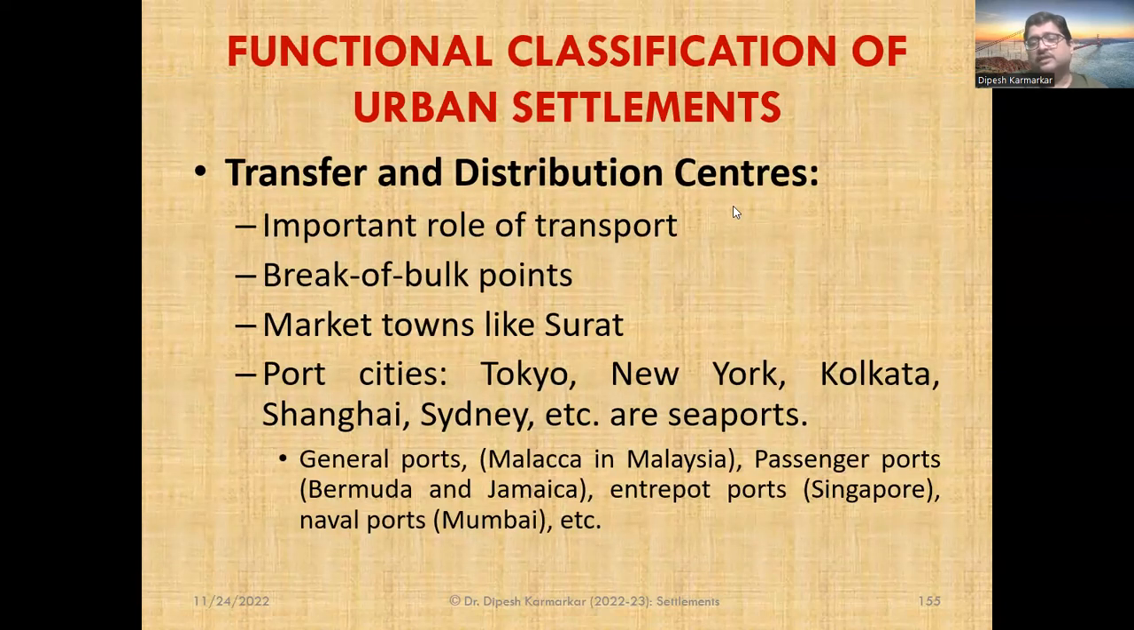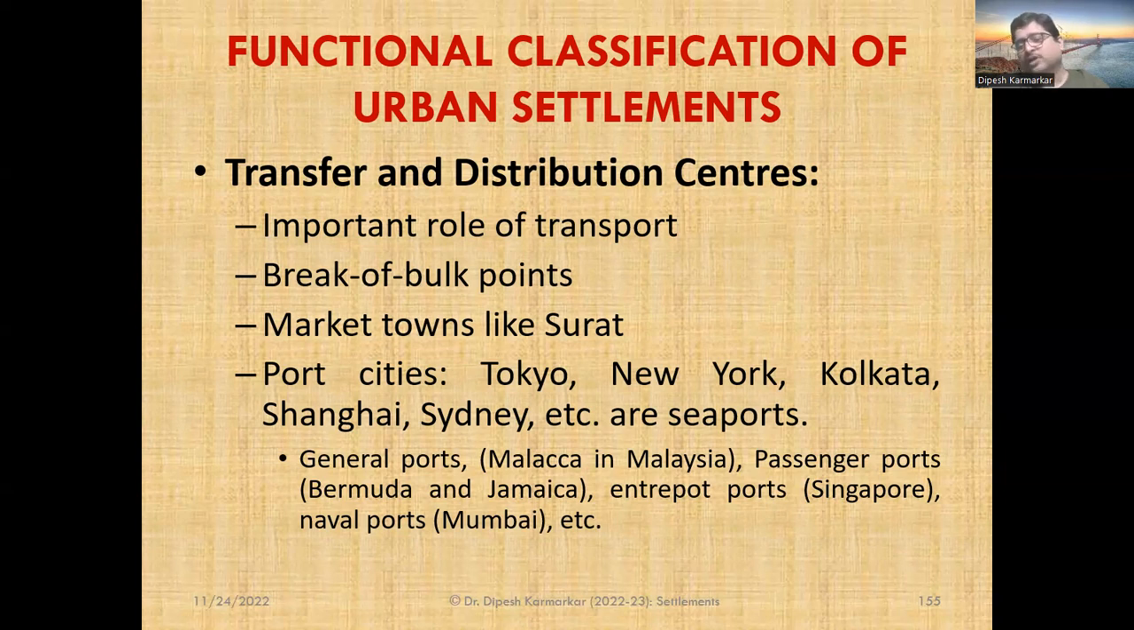Transfer and distribution centers are the ones that work as a link between two places. So a product comes from place A, and then it is collected at this place and then further transported to place B. So it's a very significant link, where the commodities are transferred and further distributed. So transport is the most important role. Unless and until there is development of transport, transfer or distribution centers cannot develop in such localities.